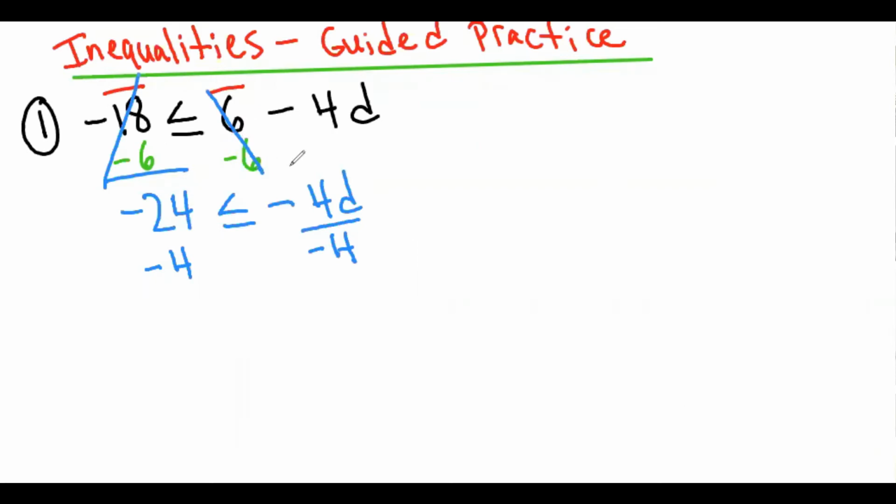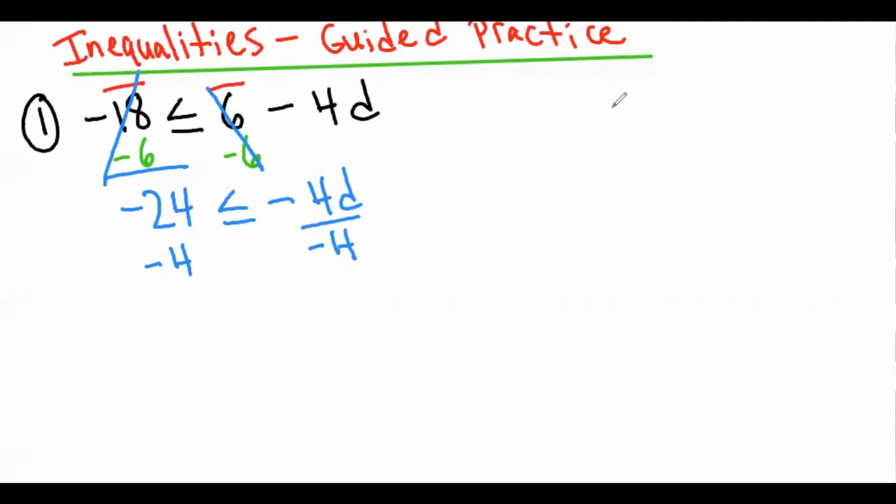So at this point, all we've done is we have negative 18 is less than or equal to 6 minus 4d. The first thing we did, we were going through this particular lesson right here, and the problem we had was negative 18 is less than or equal to 6 minus 4d. So first thing we did was we said, what are our like terms? Well, our like terms would be 18 and 6, these two right here, right?